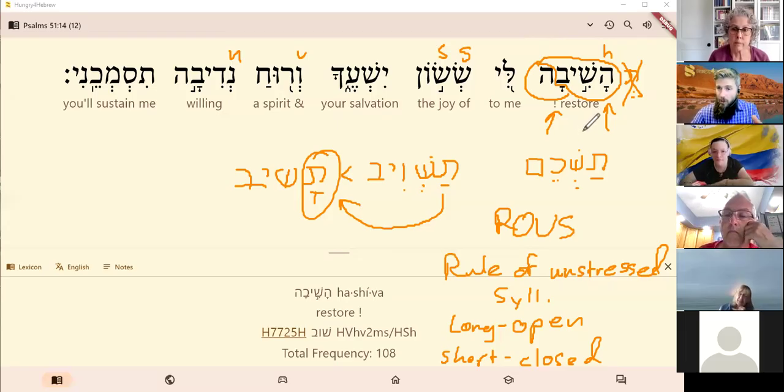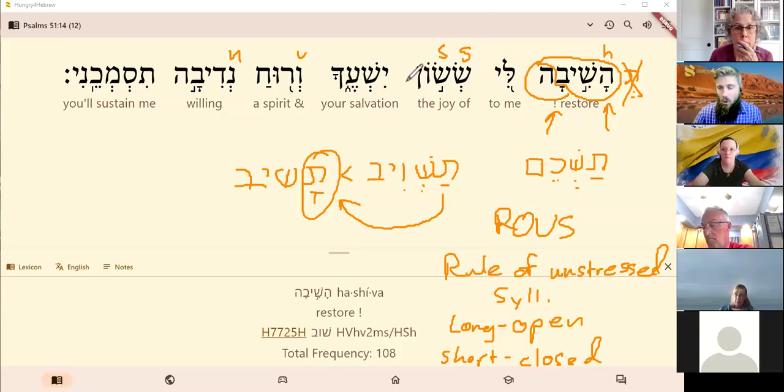Usually indicates that whatever the command is done either towards me or for my benefit, or both. So hashiva would be like, would you please restore for my benefit, li, to me, sason, joy. Actually, it's not sason, it's sason, because this is in construct. The joy of, right? If it were standing by itself, it would be sason with a full long kamatz. But because it's in construct, long vowels go shorter.